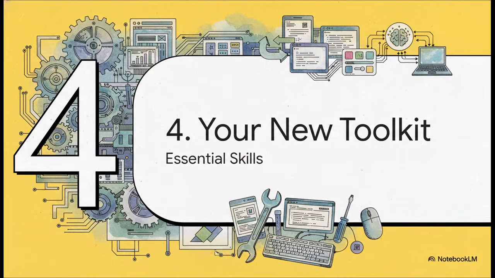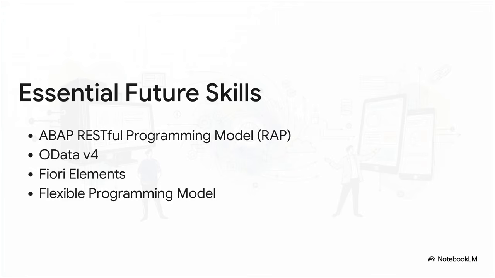Okay, so let's say you're on board. You see the potential here. What do you actually need in your toolkit to really master this new way of working? Your journey forward is really built on these 4 key pillars. You absolutely need to know RAP, because that's how you build the smart backend. You need a solid grip on OData v4, the language everything speaks. You need to understand Fiori Elements to know what it can do for you out of the box. And finally, you need the flexible programming model for when you need to add that extra bit of custom magic.